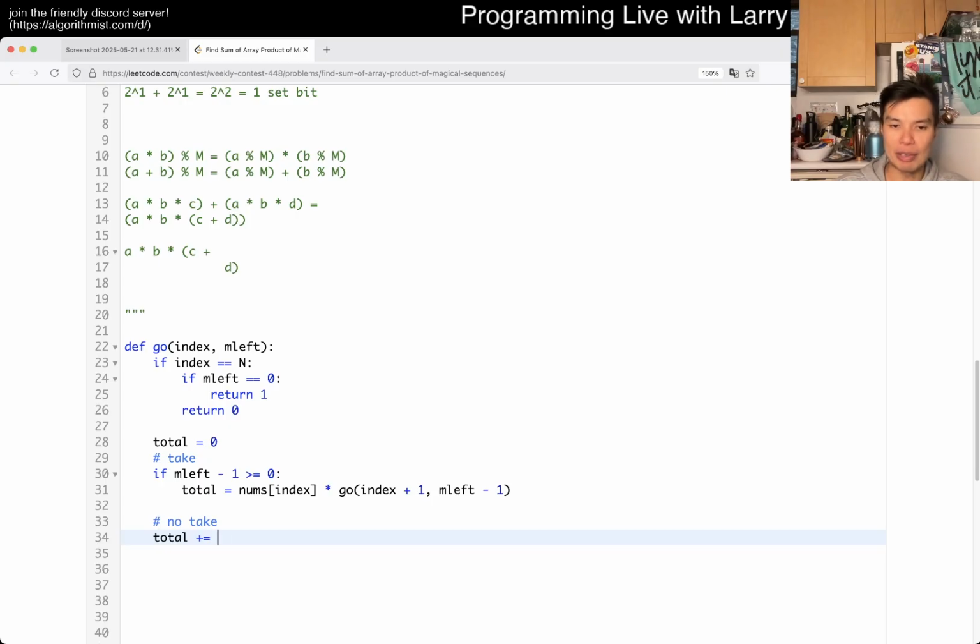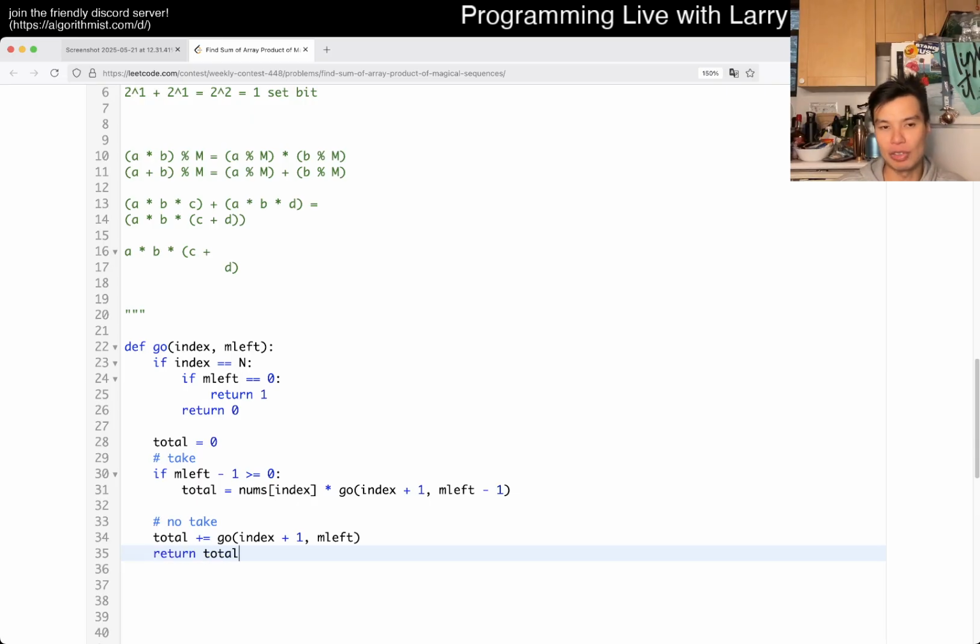We do, okay, then we just go index plus 1 and m left. And we could just add this to that because you can think of it as 0, but then the current number has no contribution, but you want to add it to the rest of the contribution. And then that's it, return total, right?